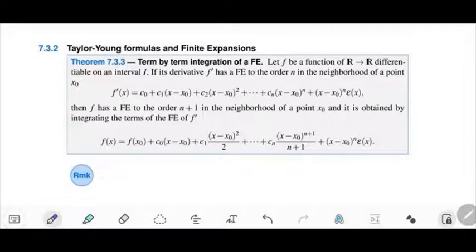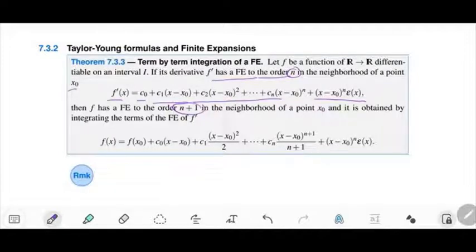It says that if f is a function from R into R, differentiable on an interval I, and if its derivative f prime has a finite expansion to the order n in the neighborhood of a point x0, which means that f prime will be written as c0 plus c1 (x minus x0) plus etc., and then (x minus x0) power n epsilon of x, then f will have a finite expansion to the order n plus 1, so it's one order greater than the order of the finite expansion of f prime in the neighborhood of x0, and we can obtain this finite expansion by integrating the terms of the finite expansion of f prime.